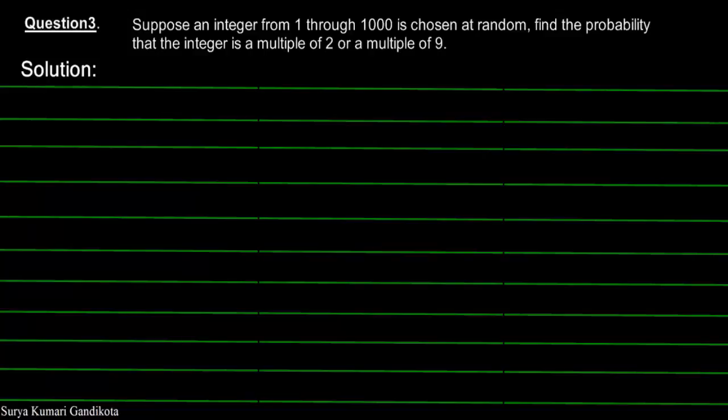Let us understand the problem. Suppose an integer from 1 through 1000 is chosen at random. Then we have to find the probability that the integer is a multiple of 2 or a multiple of 9.